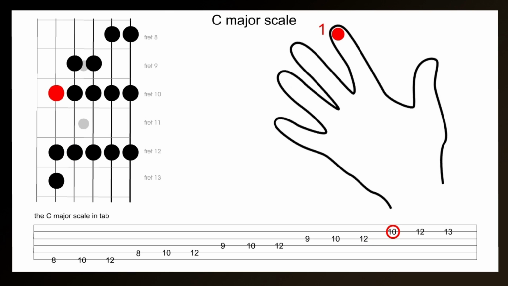Play the 10th fret of the B string with the 1st finger. Then the 12th fret of the B string with the 3rd finger. And finally, play the 13th fret of the B string with the 4th finger.